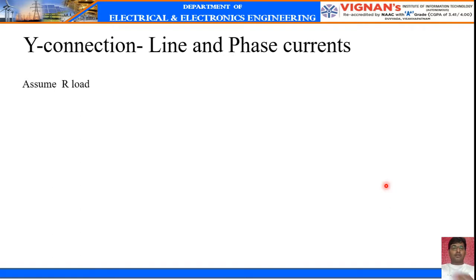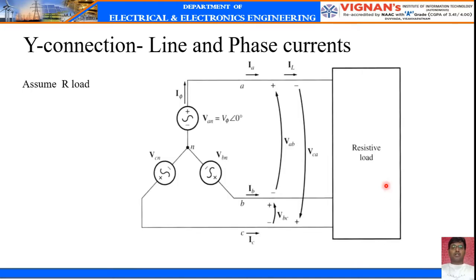Now we will derive the magnitude of the line voltage and line current in case of a star connected load. For that we assume a resistive load. Here you can see this is a three-phase star connection. It is given by VAN. In the polar form you can write it as V phase at an angle 0. So what will be VBN? V phase at an angle minus 120. VCN will be V phase at an angle minus 240, and I phase indicates the current through this phase, which is the same as the line current IL. IL denotes the line current in this phase IA.